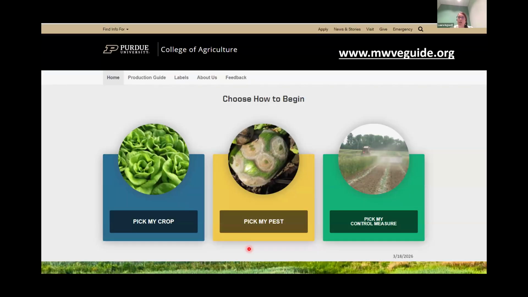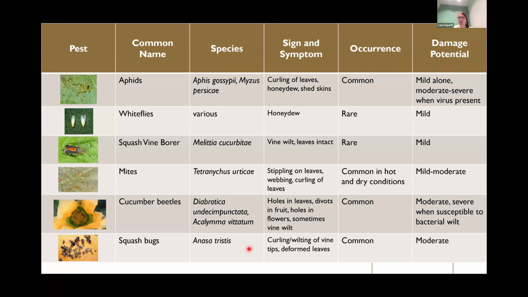So I always have to put a plug for the Midwest Veg Guide. This is the best place for you to start to really understand what your options are in your crop. You can pick your crop, pick your pest, and also your control measure here, and it can give you a variety of options. This is just a table from a handout that I made.